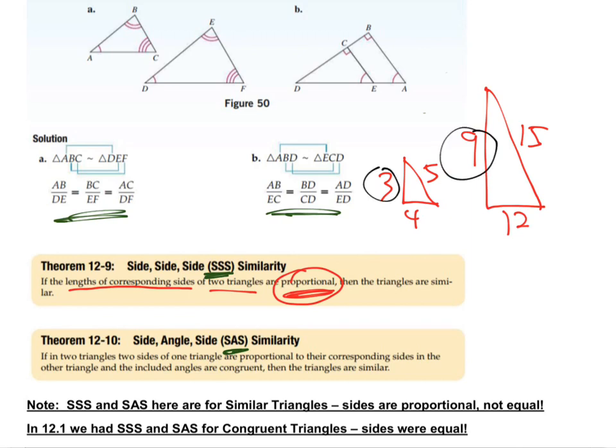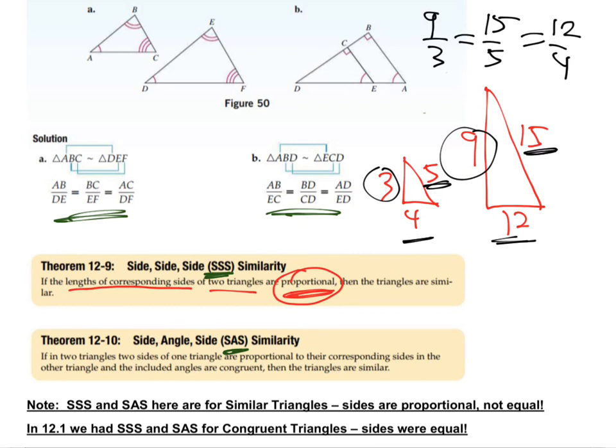So in other words, if I took 9 divided by 3, left side divided by left side, what would I get? What is 9 divided by 3? Well, 3. What if I took right side divided by right side? 15 over 5. 3. What if I took bottom over bottom? See, I'd get 3 all the way, wouldn't I? That's what we mean by proportional.